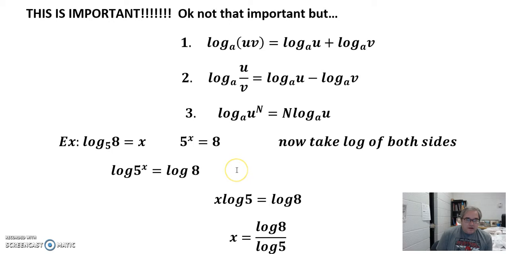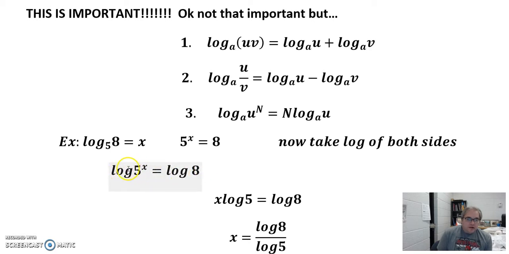Here's an example of how you can use it. If I have log base 5 of 8, I can't take 5 to some exponent x and set it equal to 8 and do that in my head. That's not happening. But if I were to take the log of both sides, whatever I do to this side, I do to that one. If I do the logarithm, that is called a monotonic function. That means you can do that.